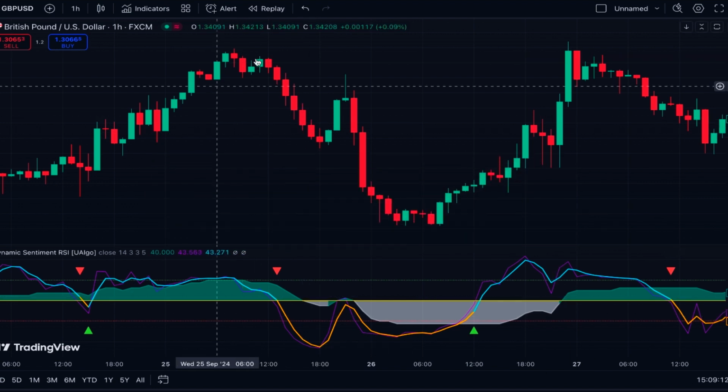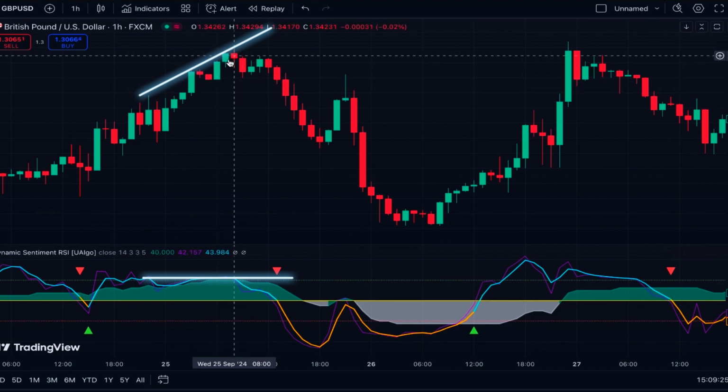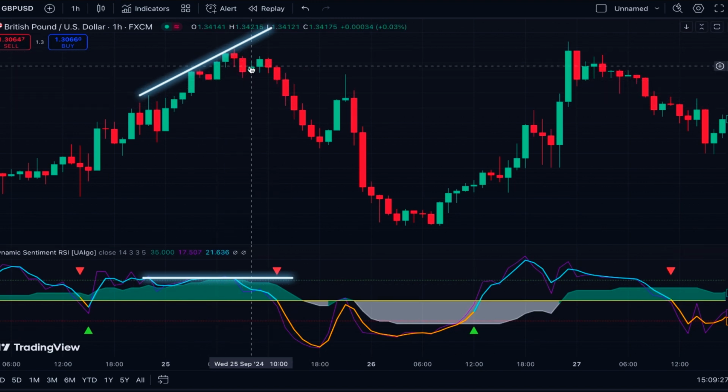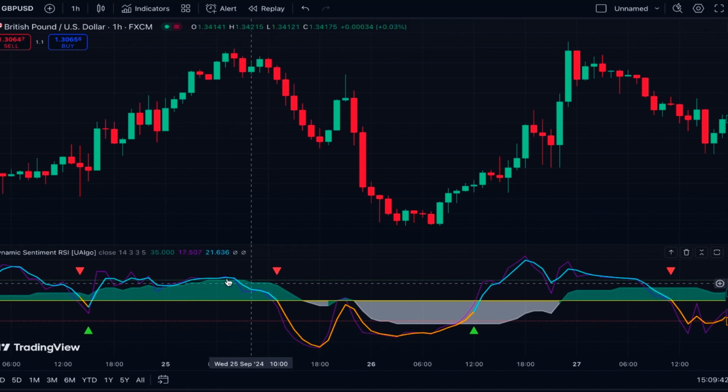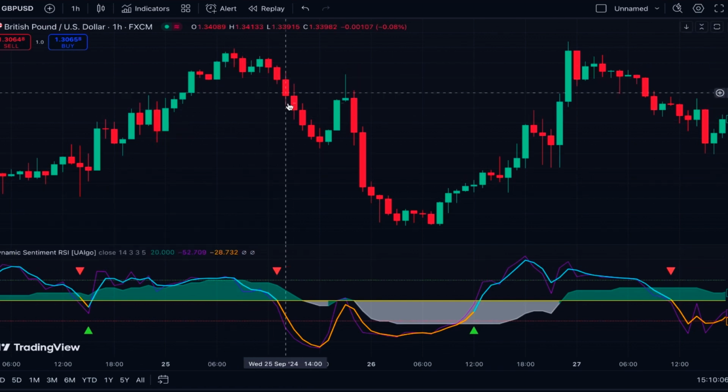For example, here we have bearish divergence, as you can see, which tells us that the upside momentum is weakening and the downside momentum is gaining strength, and at the same time the sentiment is showing overbought. So now by having two bearish signals, we have higher probability that the price is going to reverse down.